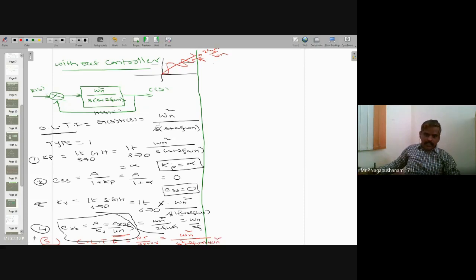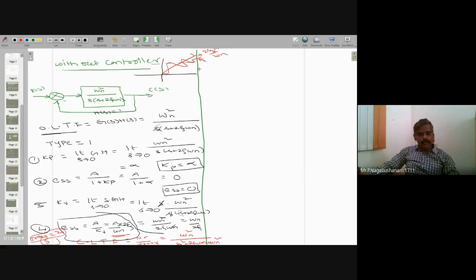Then what is the order? Let me write here because I'm going to close this one. In this case, what does order mean? Order is always dealing with the closed loop transfer function. The highest power of s in the denominator is the order. S square, it is a second order. This is the data regarding the second order system without controller.